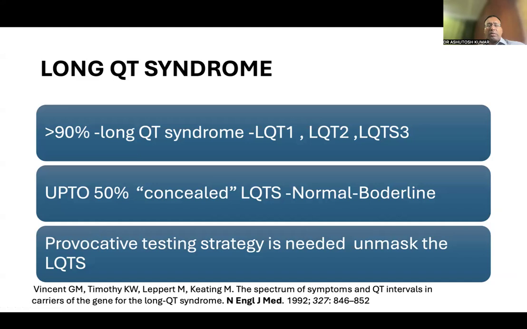90% of long QT syndrome is due to long QT 1, 2, and 3. And as we know, it is due to channelopathies of potassium and sodium. But in up to 50% of patients, whenever we are doing the long QT evaluation on the ECG, it may be concealed or borderline. In these types of patients, we have to do some provocative test to unmask the long QT.